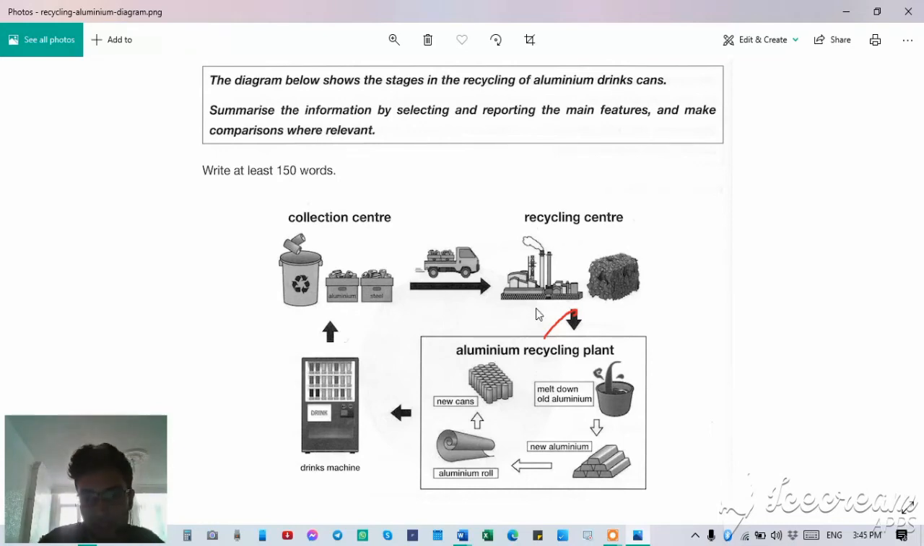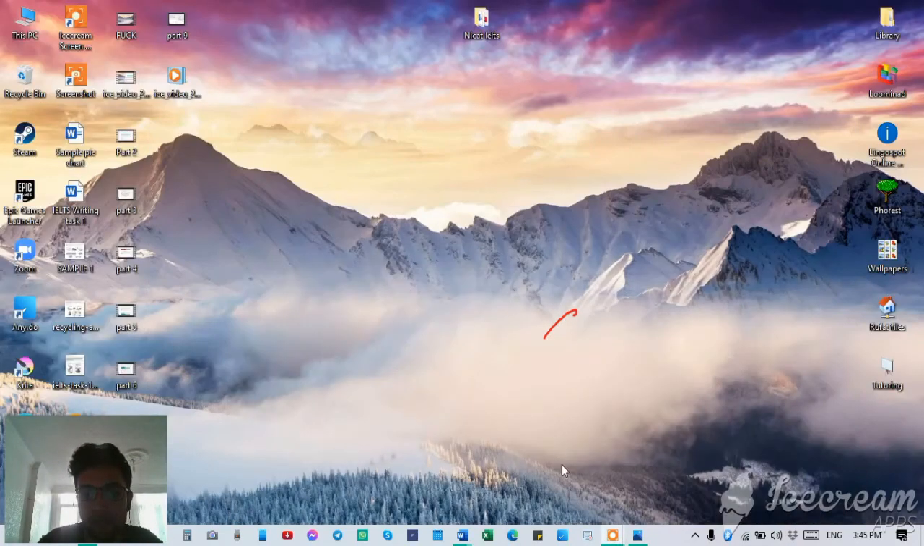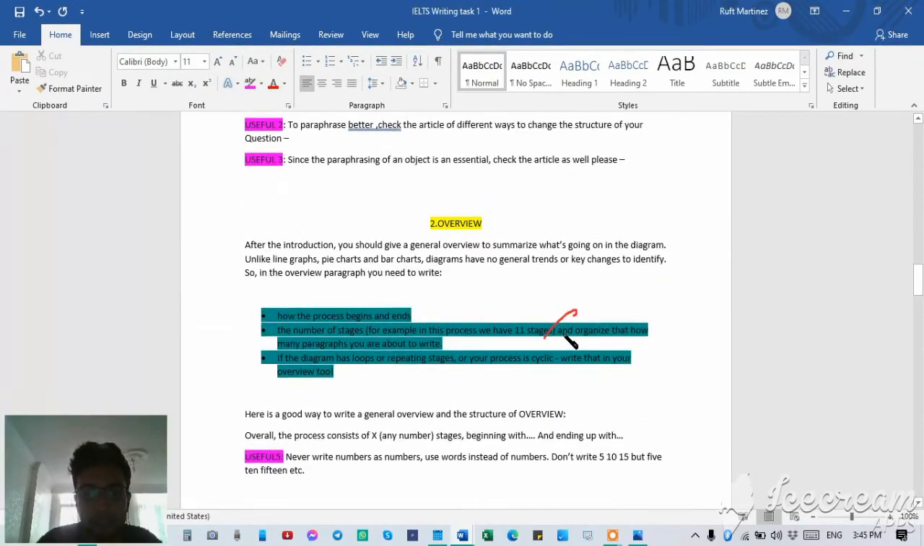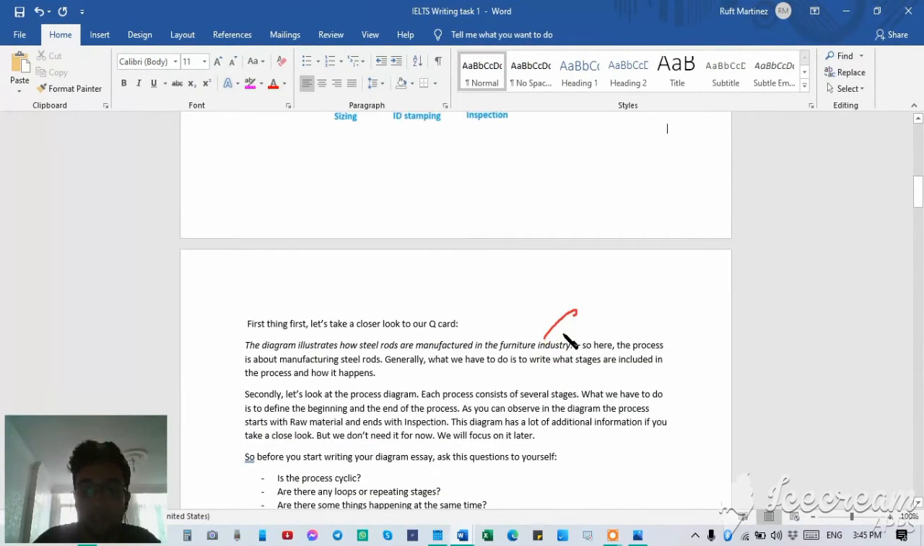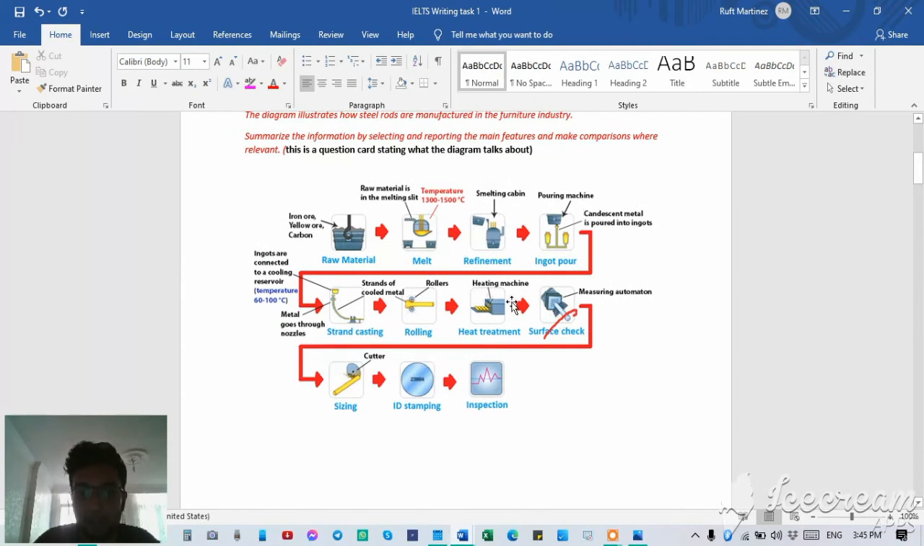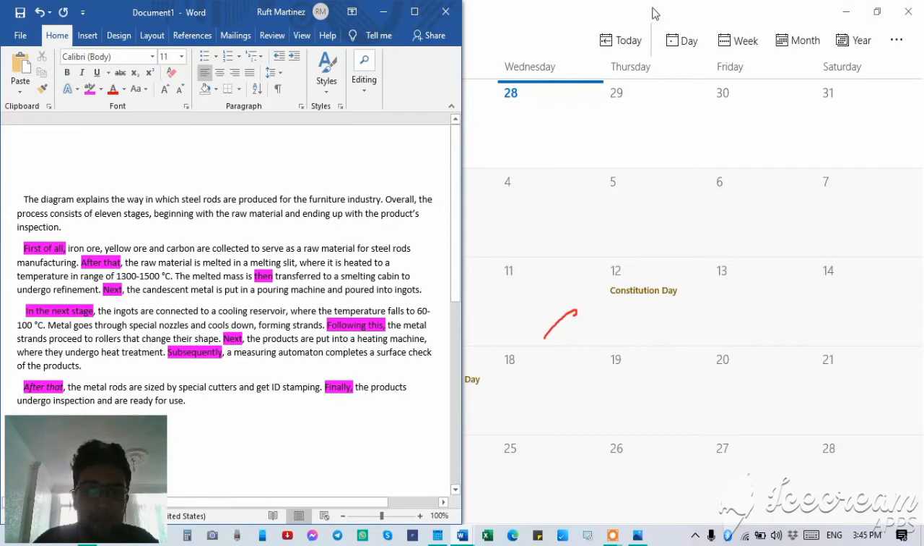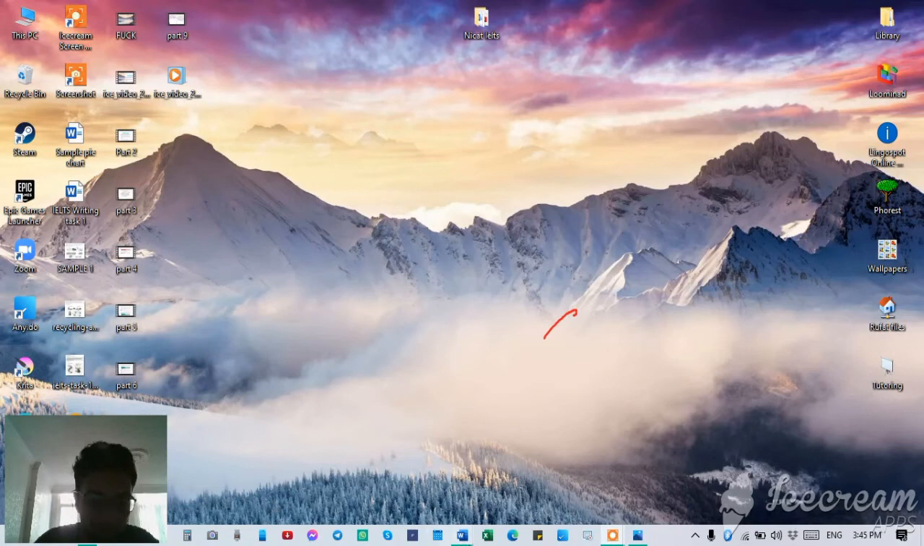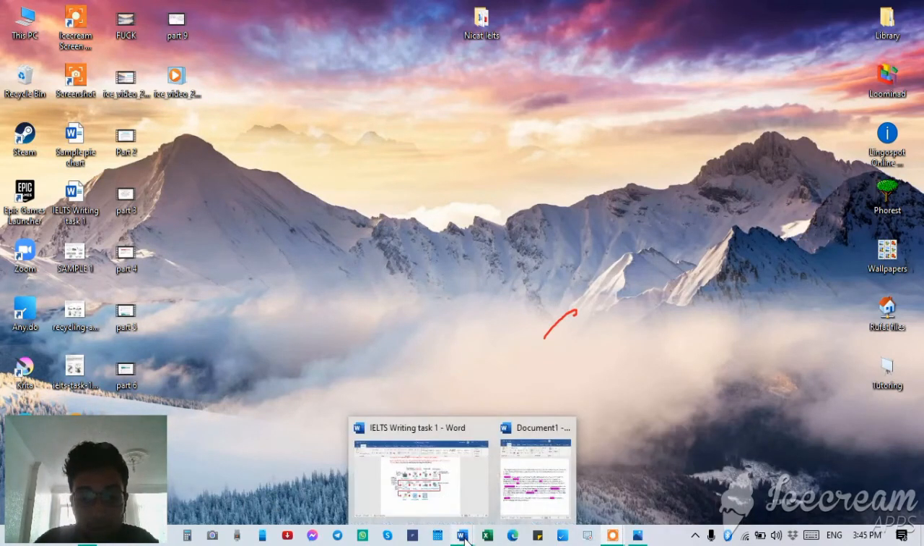In the previous one, we've divided into three paragraphs by taking the first four stages into one, the second four stages into two, and the third four stages into three. And you can do it independently. There's no rule for doing that. It's just me telling you that it will be better if you use that way.